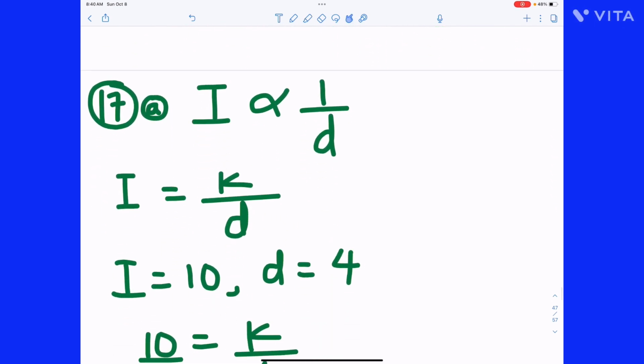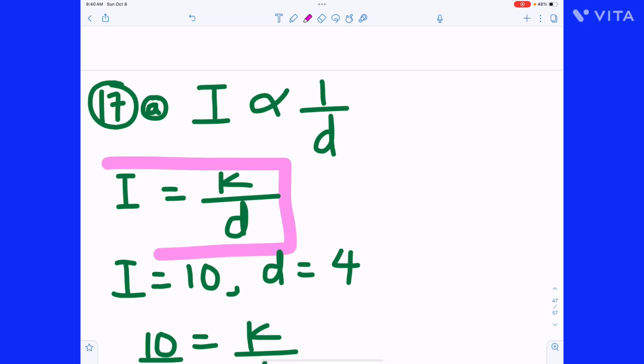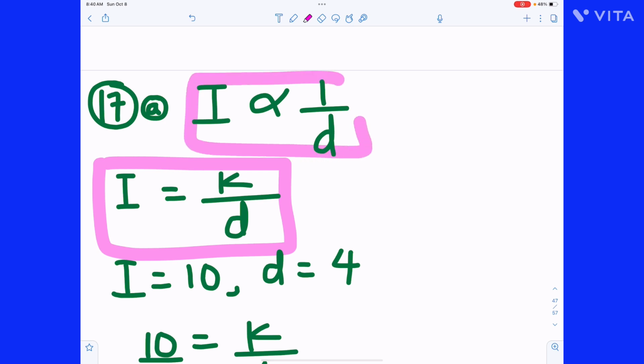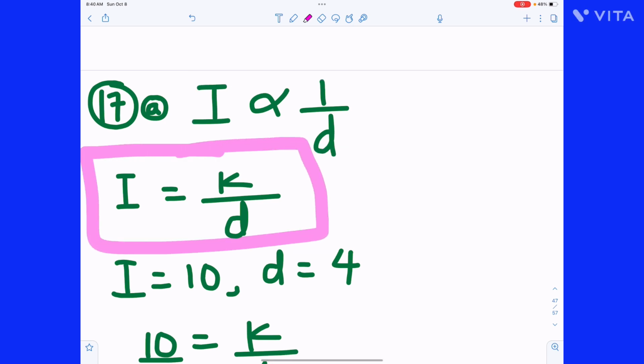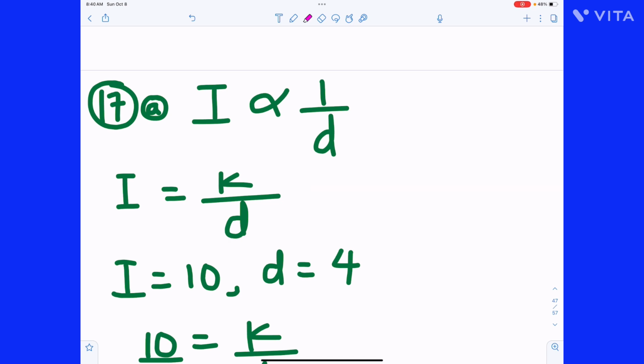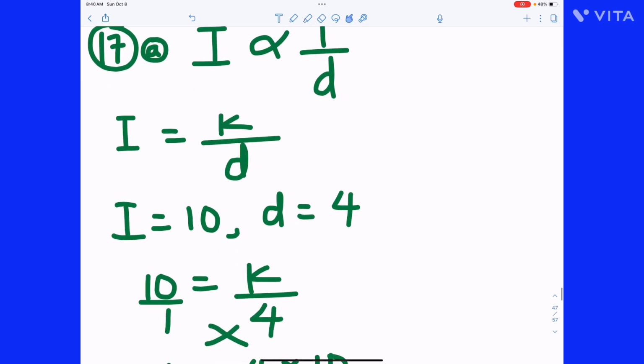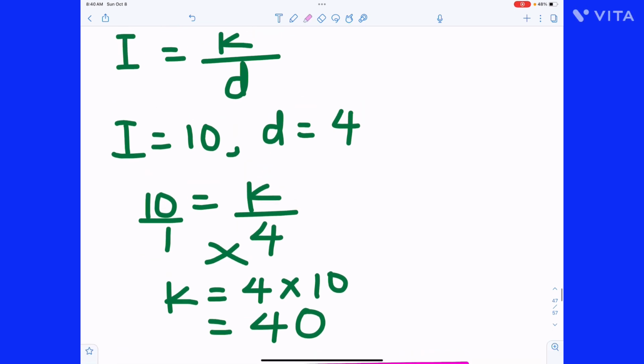It says the illumination of a light is inversely proportional to the distance from that light. So I will be equal to what? K over D. This is inverse proportionality. So if you change it to an equation, I will be equal to K over D. It says the illumination is 10 units at a distance of 4 meters from the source of light. So what do we get here? 10 is equal to K over D.